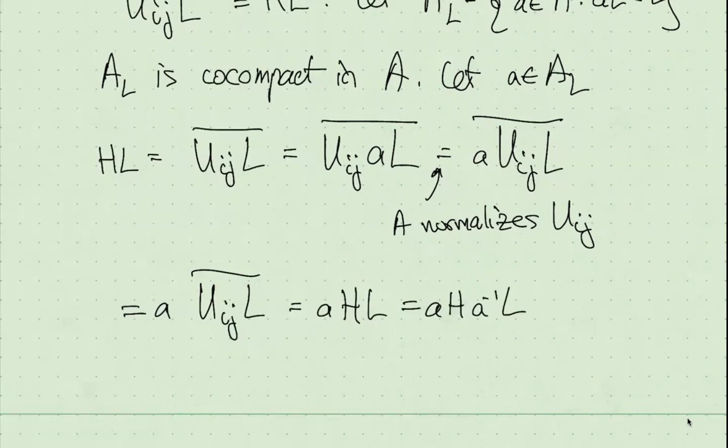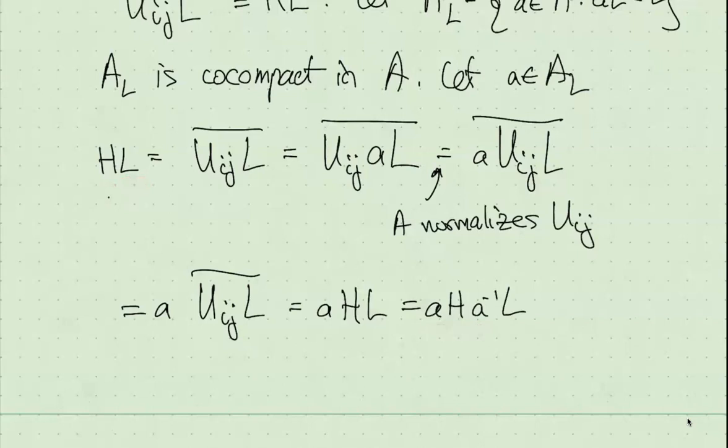So what have I gotten? I've gotten that this equals that. And we're in a homogeneous space. So locally, these objects look like corresponding objects in the group G. So in other words, if I start at a point in my homogeneous space, this L, and I move along H, that's the same as moving along A H A inverse.